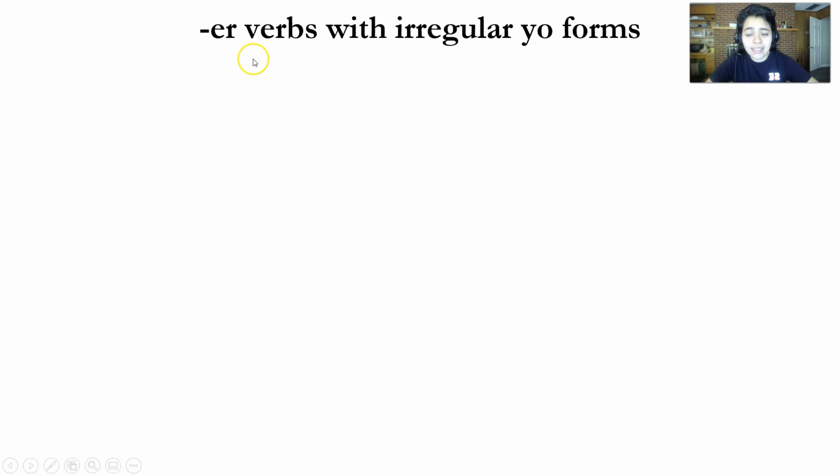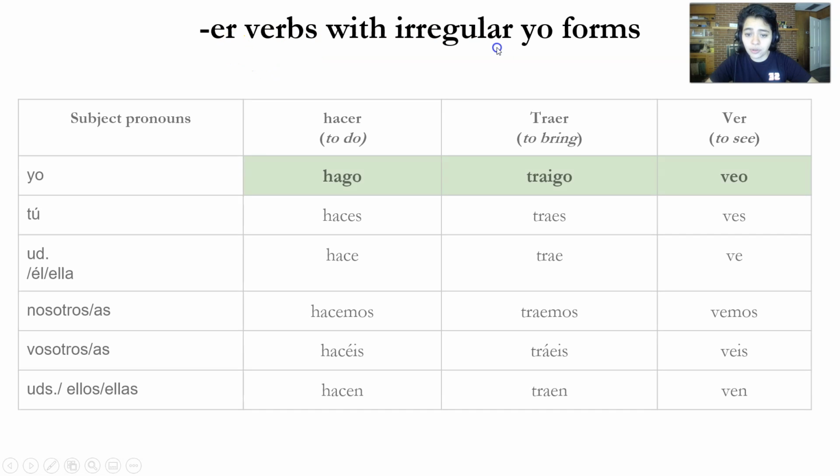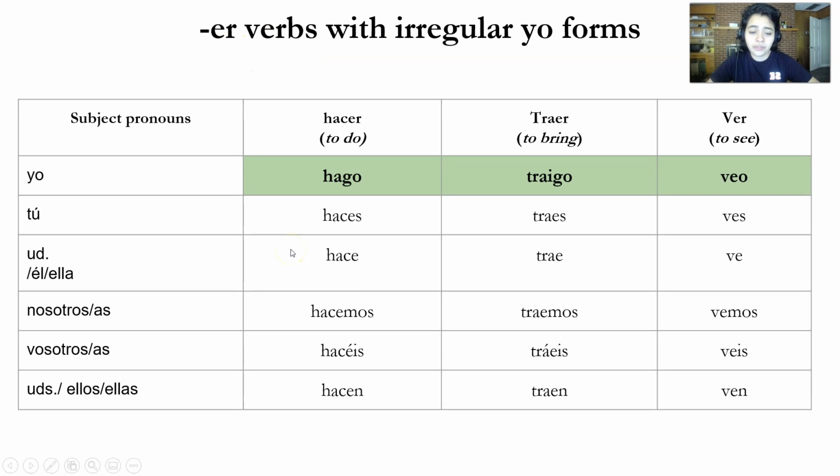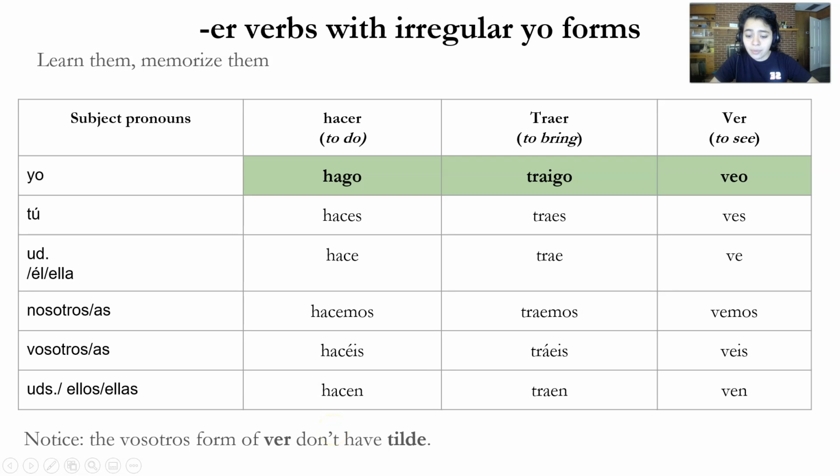Okay, now we're going to see ER verbs with irregular yo forms. So we have 6 of them. First, I'm going to show you these 3, and then I'm going to show you the other ones. So we have hacer, which means to do, traer, which means to bring, and ver, which means to see. So we have yo hago, yo traigo, yo veo, irregular yo forms. The other conjugations for the other subject pronouns are regular as any other ER verb. So you have to learn them and memorize them.